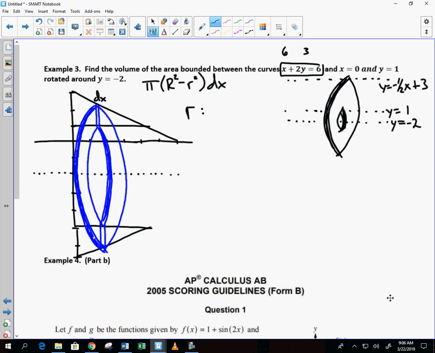So here's what's important: when you determine the height of something or the length of something, you use one of two methods. You either do top minus bottom or you do right minus left. Okay, top minus bottom or right minus left. So to get the height of this radius right here, top minus bottom, 1 minus a -2 is +3.